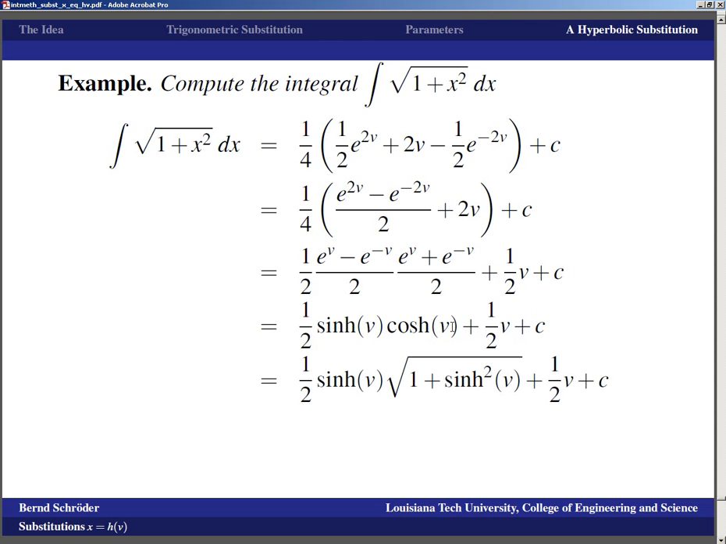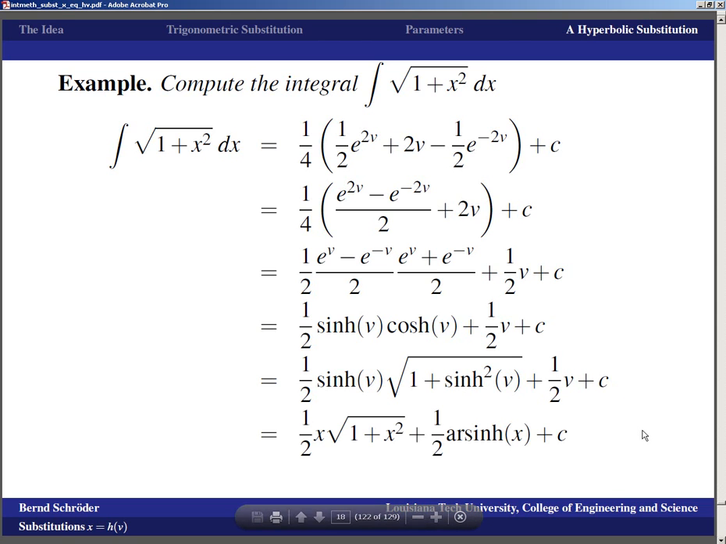Hyperbolic cosine, of course, can be expressed in terms of the hyperbolic sine. We keep the 1/2, we keep the hyperbolic sine, and hyperbolic cosine of v is the square root of 1 plus hyperbolic sine squared of v, plus 1/2 v plus c, which we're keeping. Now we're undoing the substitution. We end up with 1/2 times x, since hyperbolic sine was x, times the square root of 1 plus x squared. And if x is hyperbolic sine of v, then v is the area hyperbolic sine of x, the inverse hyperbolic sine of x.